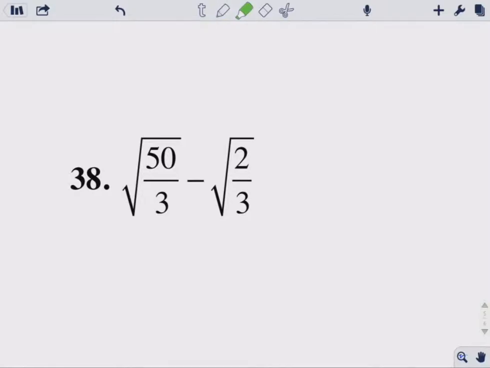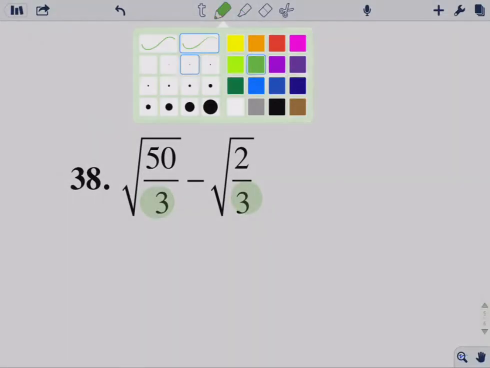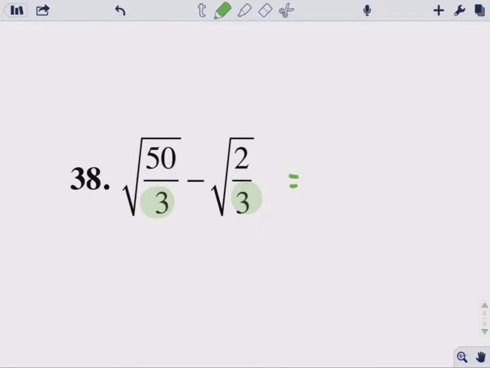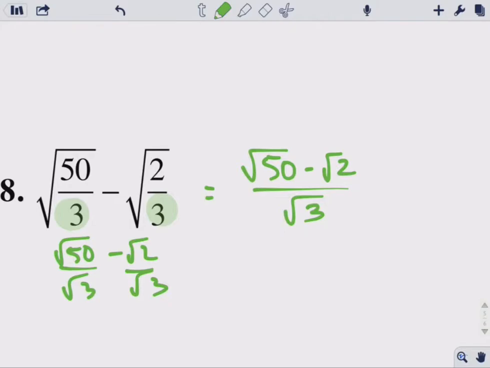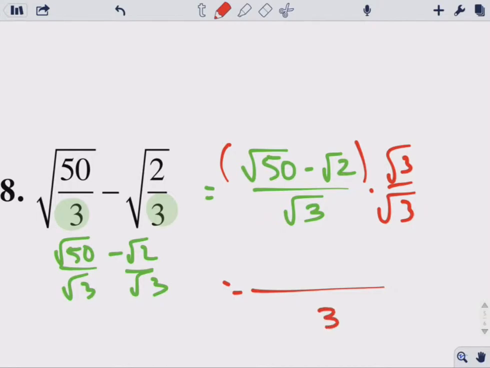We've already got a common denominator, 3 and 3. So I can take that and I can say that is the square root of 50 minus the square root of 2 over the square root of 3. Remember, I can write this as square root of 50 minus square root of 2, square root of 3 over square root of 3. Okay, so now I need to rationalize the denominator. Okay, so I can't have a square root in the denominator, so I've got to multiply. So I do that. That gives me a 3 on the denominator, because square root of 3 times square root of 3 is 3.